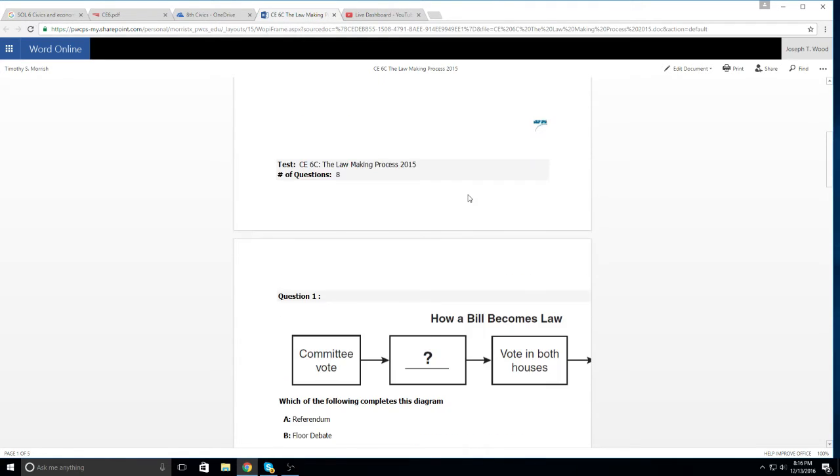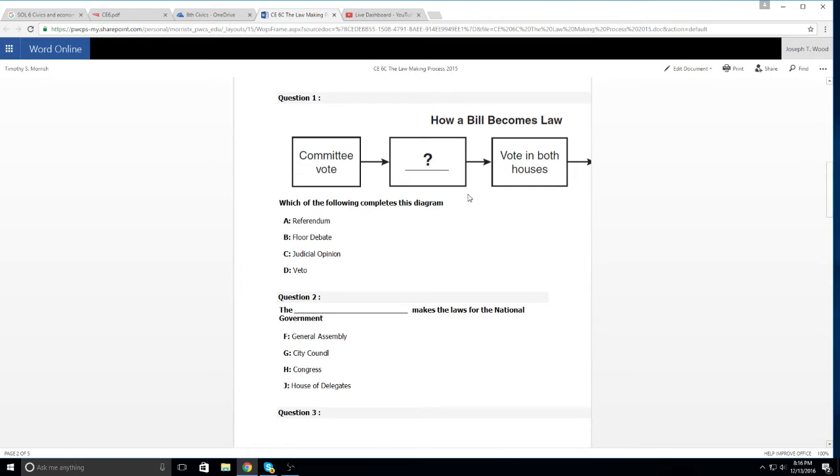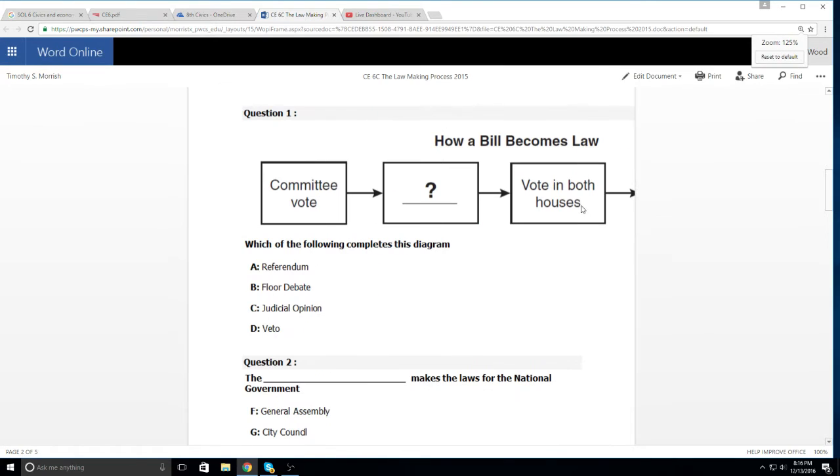So, first question: how a bill becomes a law. So we see committee, and then vote. So what would go in the middle? B is correct. So we would have floor debate.